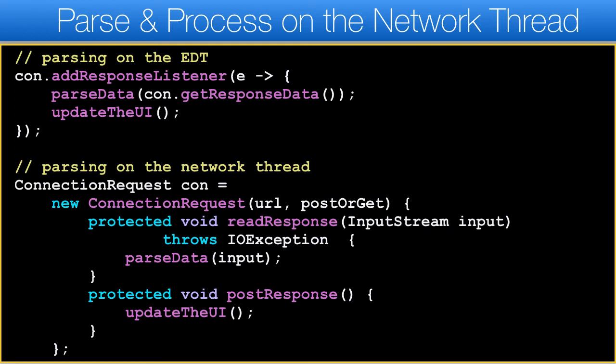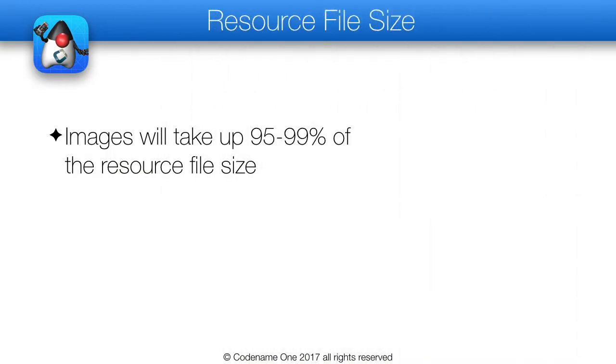Notice that the REST API in Codename One implicitly does the parsing of JSON on the network thread to protect the EDT. It's easy to lose track of size/performance when you are working within the comforts of a visual tool like the Codename One Designer.